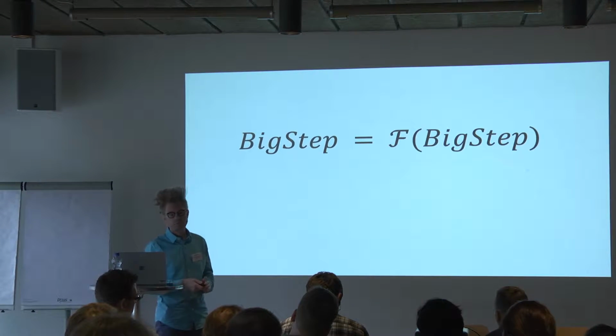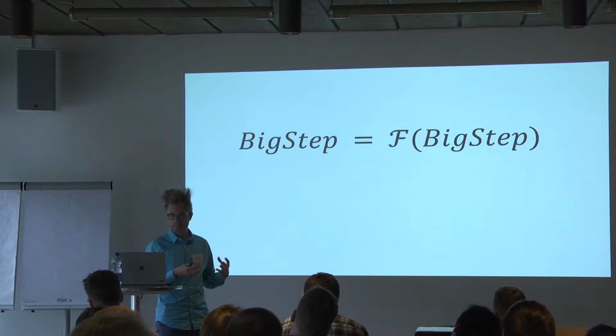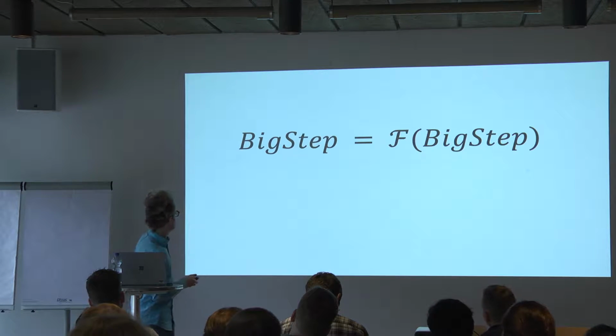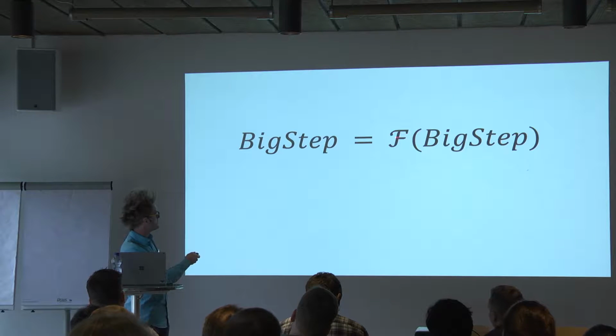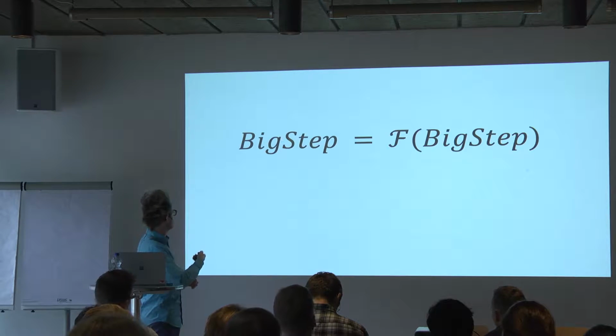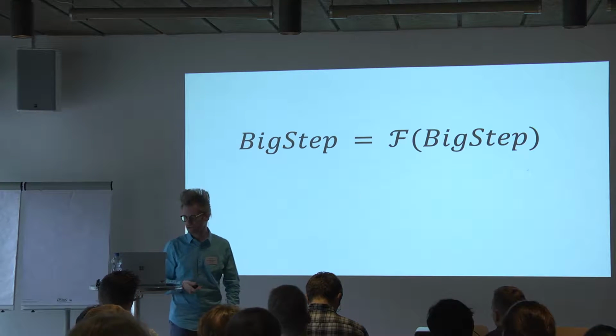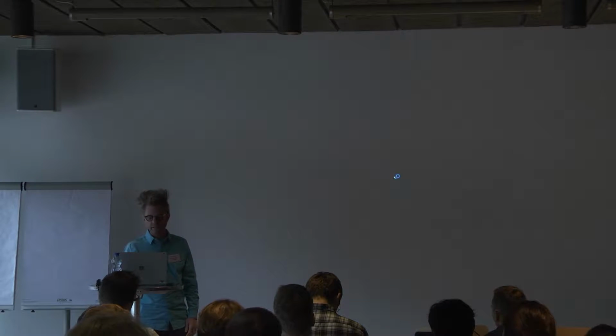So when we define the big step by these inference rules, we're essentially defining that big step is some function in terms of big step itself. That is, where f is some sort of functional, and big step in this case is the lambda and so forth.